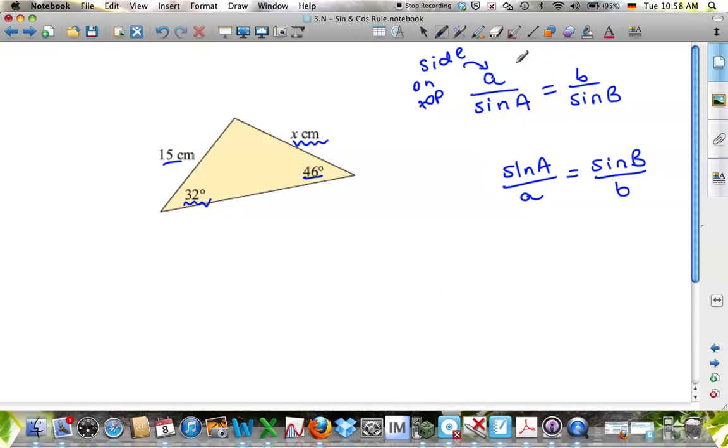Okay, so we're going to work with this one. So yeah, let's work with the top one. So remember, the a's and b's, they're really irrelevant. We can call them anything we like. It's all about the position. So we need a side and we'll start with the side that we don't know. So we'll have x on top. And that's going to go over sine of the opposite angle, its matching angle, which in this case is 32 degrees. So we know that that ratio must be the same as 15, because that's the side we know, over sine of its matching angle, which in this case is 46 degrees.